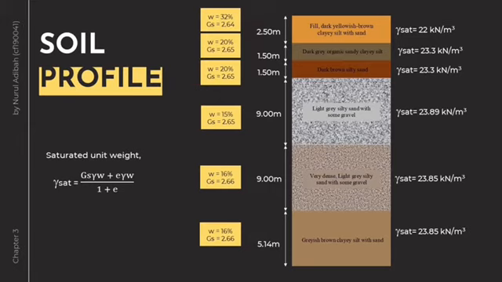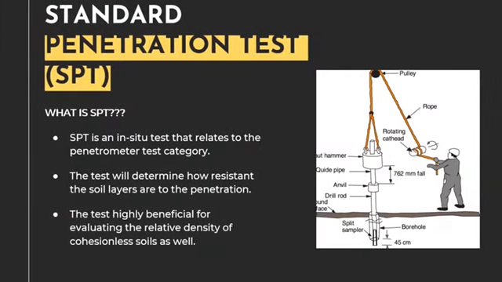As usual, the formula for saturated unit weight is equal to the specific gravity Gs times gamma w times water content plus the void ratio e times gamma w, then divided by 1 plus the void ratio e. Take the first soil for instance. The water content is equal to 30% and the specific gravity is equal to 2.64. Thank you.